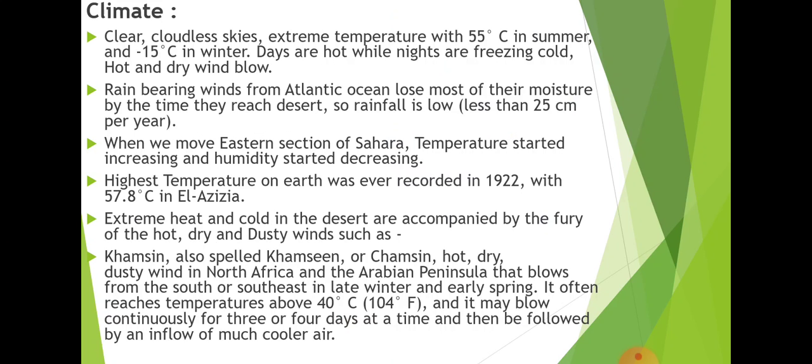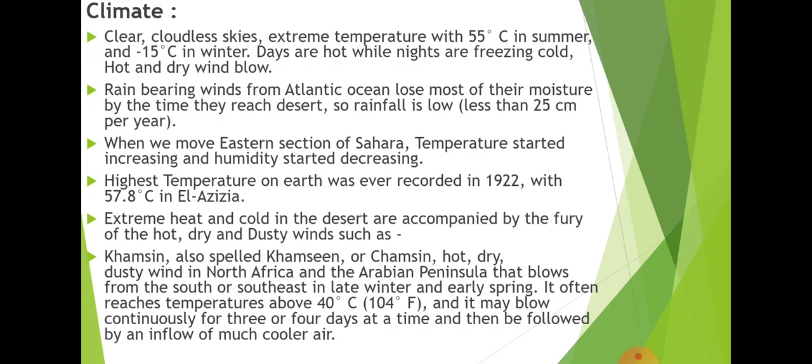Now, let us see the climate of the desert. It is near the Tropic of Cancer and the equator. Here the skies are cloudless and clear. The extreme temperature is there, with 55 degrees in summer and minus 15 degrees in winter. The reason is that the sands get dried in the summer, and during the winter the sands become cold.